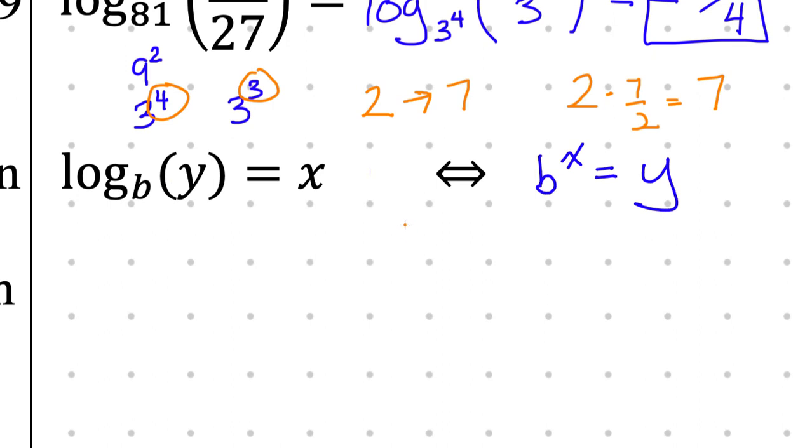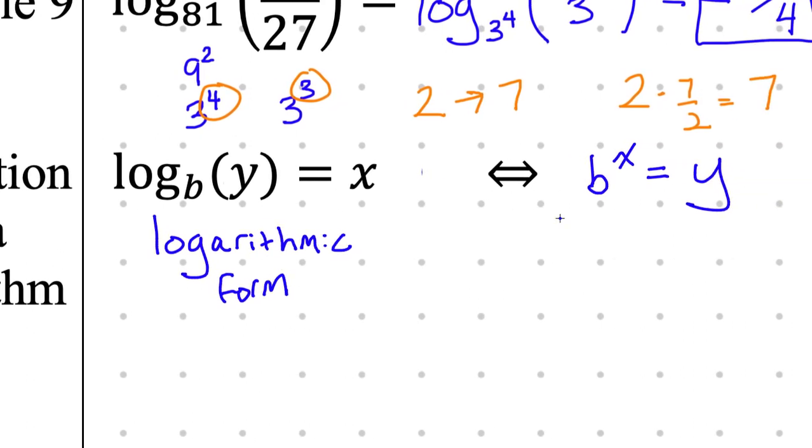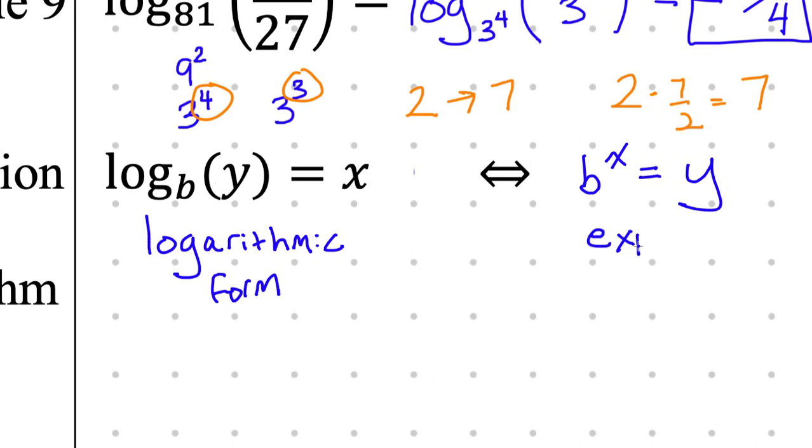So these different forms have different names. This one is called the logarithmic form. So write that one down. This is called the logarithmic form. And this one is called exponential form. And that's all we have for the notes. Done.